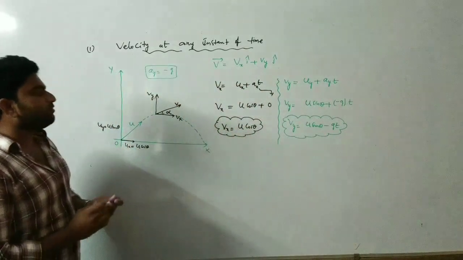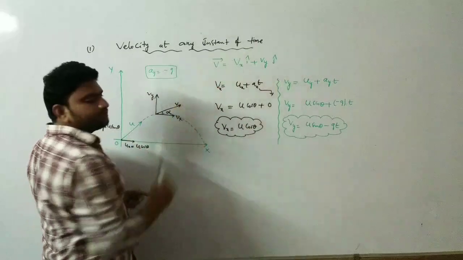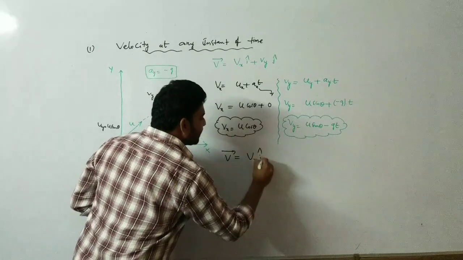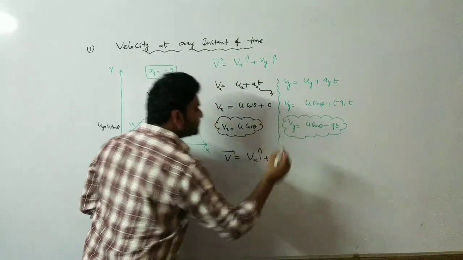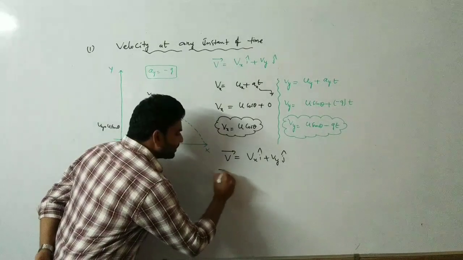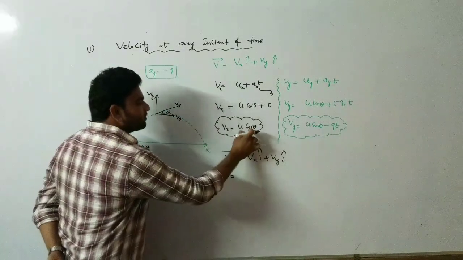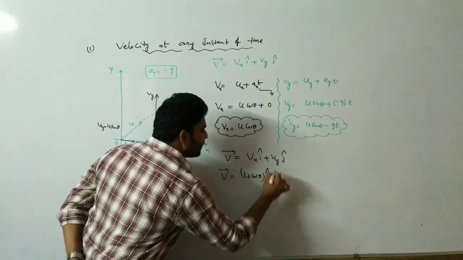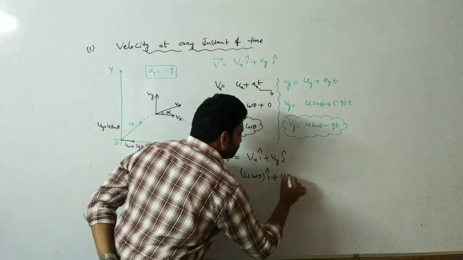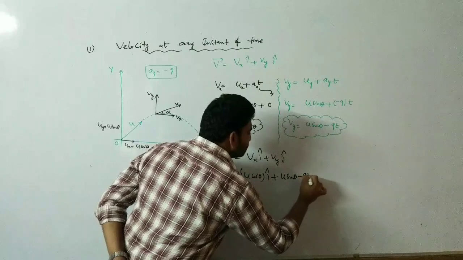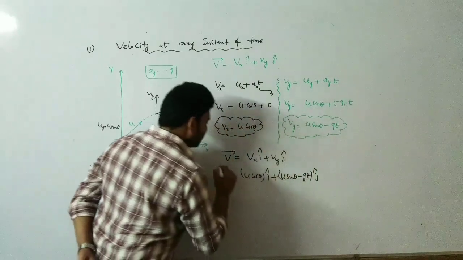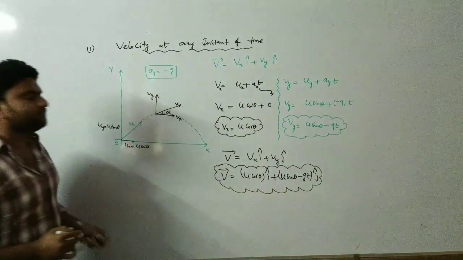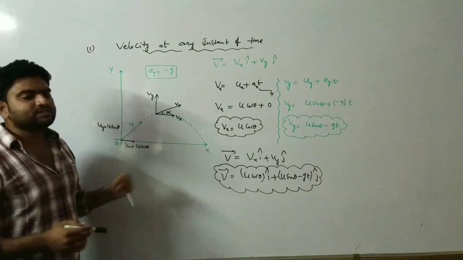So my aim is to calculate what? Velocity at any instant of time. So my format will be like this, that is v bar is equal to vx into i cap plus vy into j cap. This is the format, right? And then finally my velocity vector becomes, what is the vx value? Just now we got here, that is u cos theta into i cap, and what is the vy value? This is u sin theta minus gt into j cap. This is the final expression for velocity at any instant of time. So this is the way to calculate velocity at any instant of time.